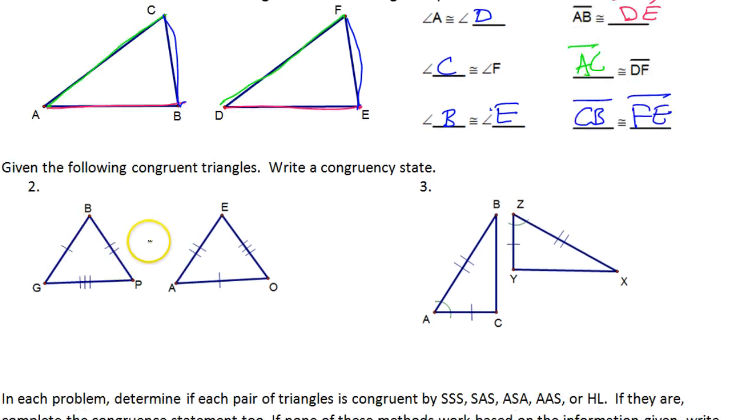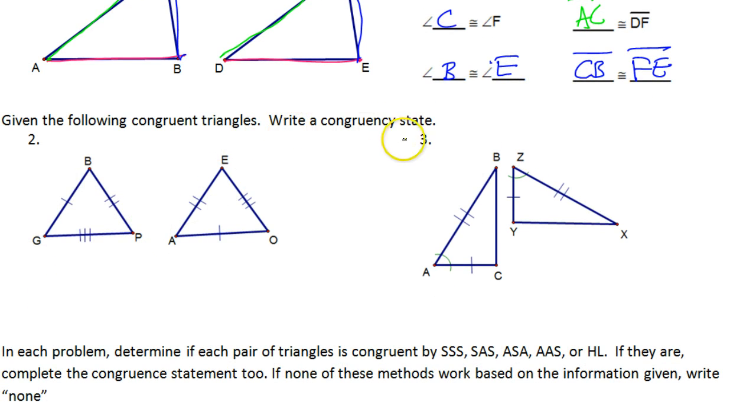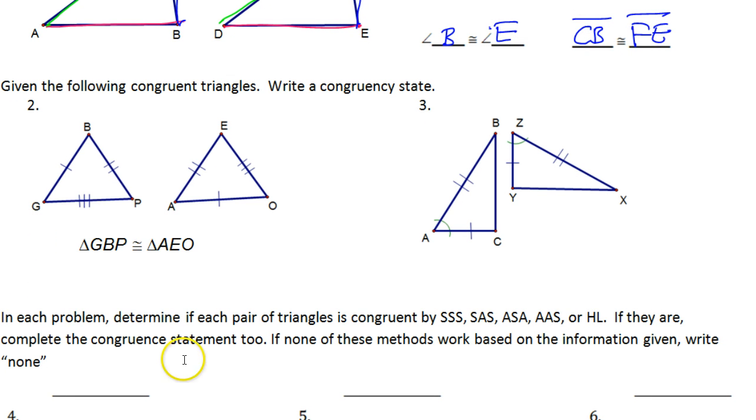Now, given the following congruent triangles, write a congruency statement. This is very simple. Actually, maybe not so simple, because if you just glance at this quickly, you might think the congruency statement would be triangle GBP is congruent to triangle AEO. But guess what? You'd be wrong. This is incorrect. It looks nice, but take a closer look at how these are marked.